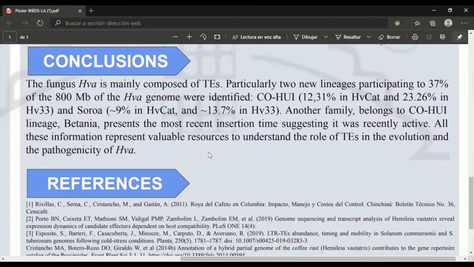Finally, all of this information represents a valuable resource to understand the role of transposable elements in the evolution and pathogenicity of Hemileia vastatrix, being a significant contribution to future studies of this phytopathogen. Also, this helps to have a good approximation to understand why this genome is large, and for future studies we can think of comparing different genomes of other fungus species and making a comparison among them.